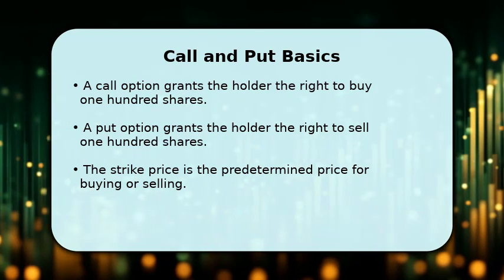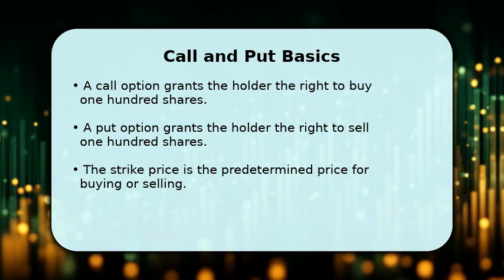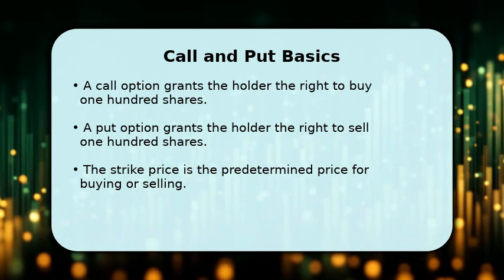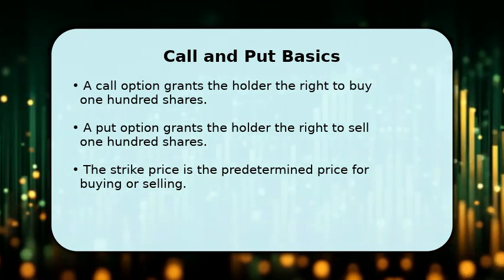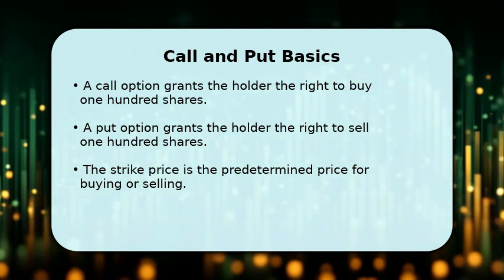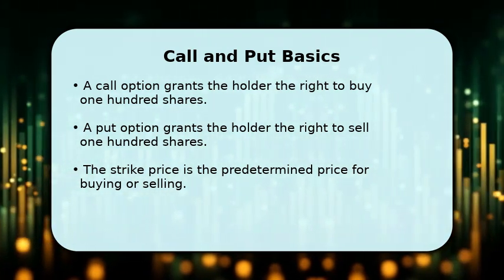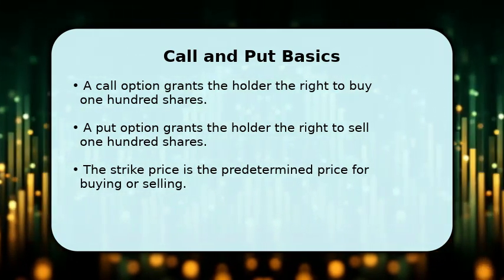Let's clarify what calls and puts are. A call option gives you the right, but not the obligation, to buy 100 shares of a stock at a specific price, called the strike price, before a certain expiration date. Conversely, a put option grants you the right to sell 100 shares of a stock at its strike price before its expiration. Understanding these fundamental rights is key to successful options trading.